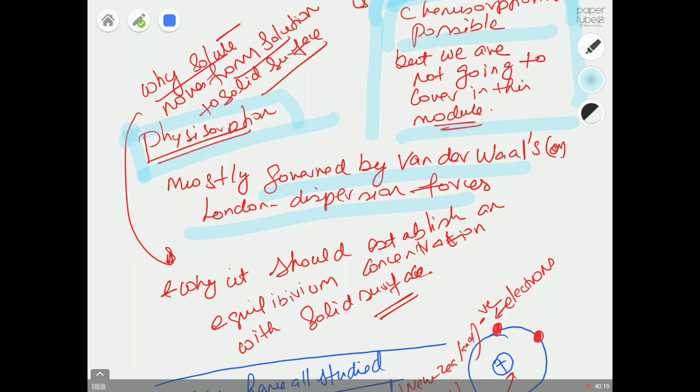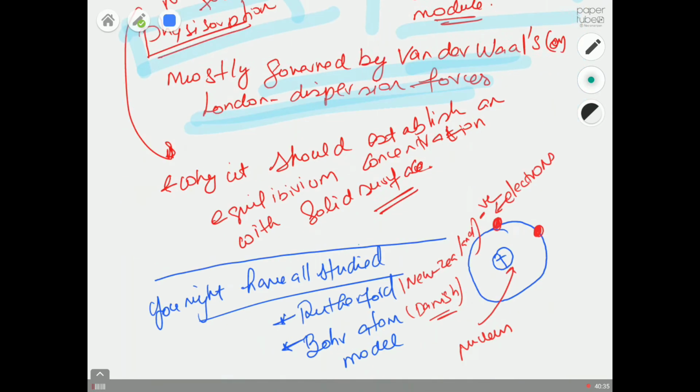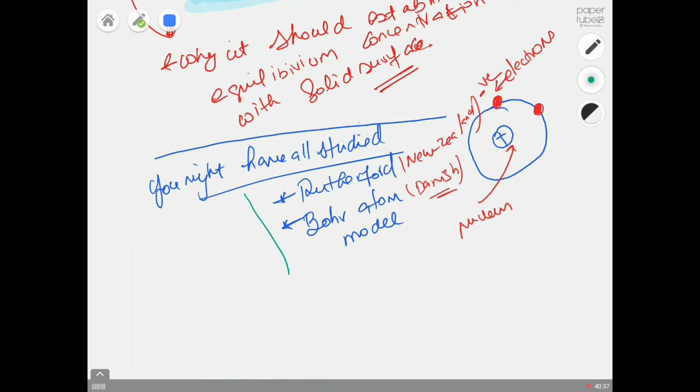So what is this force? What do I mean by van der Waals or London dispersion force? Let's change to the pen. I'm 100% sure you must have studied, even in your school time, the Rutherford-Bohr atom model. You have a nucleus, which is mostly positively charged, and then you have your electrons that revolve around your nucleus.